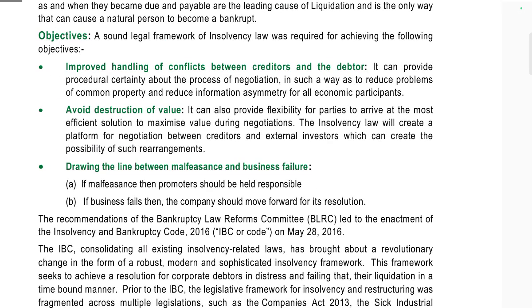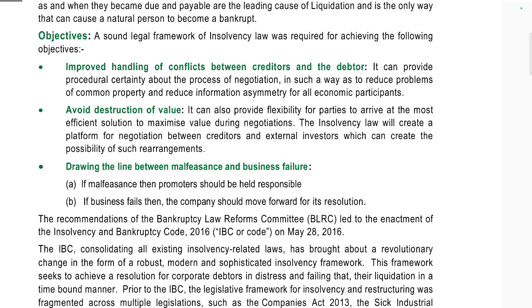Improved handling of conflict between creditors and debtors. It can provide procedural certainty about the process of negotiation, in such a way as to reduce the problem of common property and reduce information asymmetry of all economic participants. Improved handling.